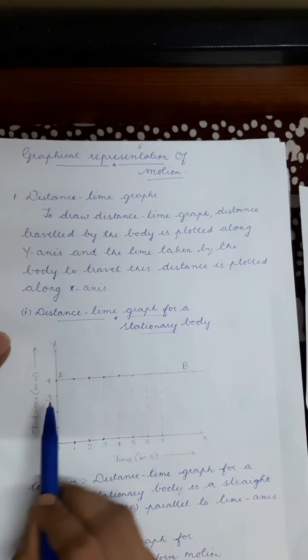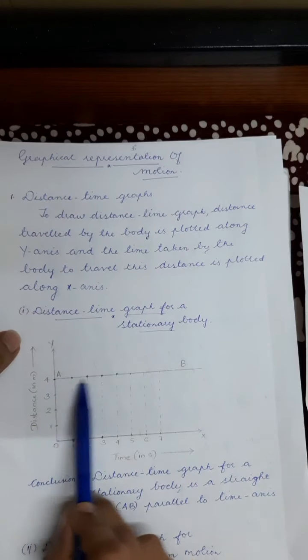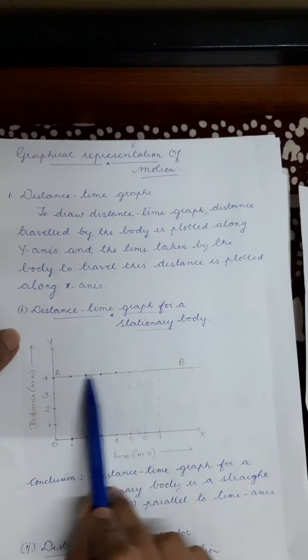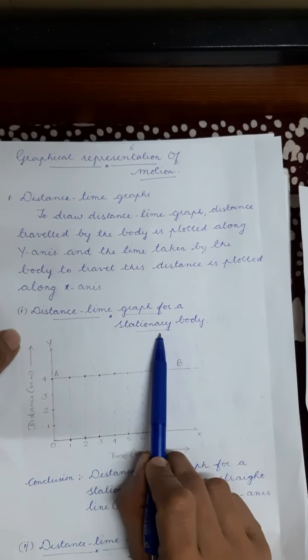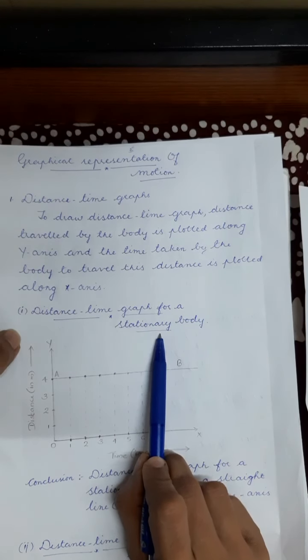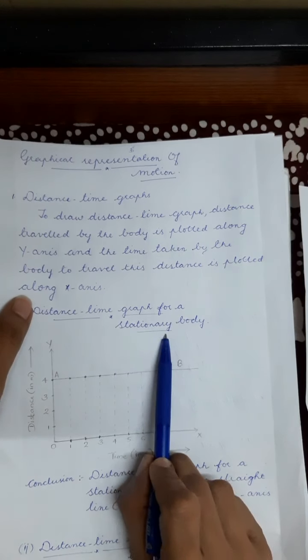The next question is: what can you say about the motion of an object whose distance time graph is a straight line parallel to the time axis? We know that a distance time graph which is parallel to the time axis, that is parallel to the x-axis, means that the body is stationary, right? That body is not moving, it is stationary.